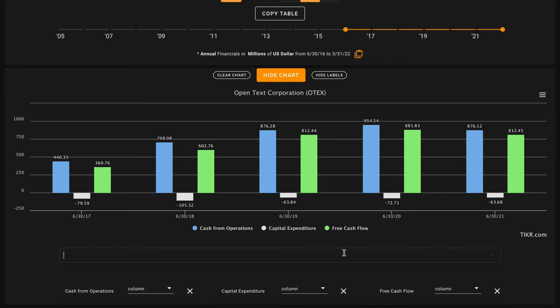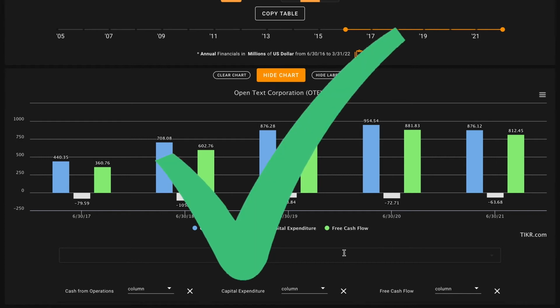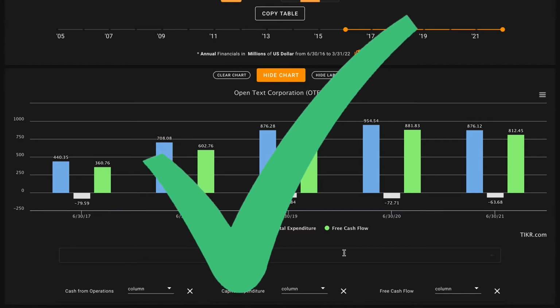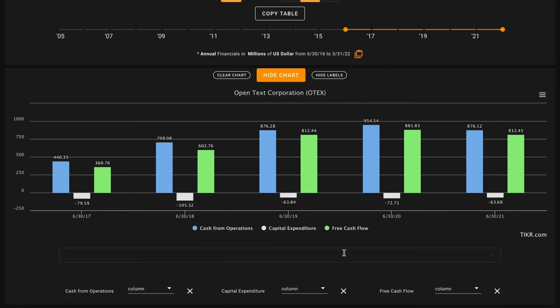So we see that they've grown free cash flows from nearly $361 million in 2017 to nearly $812 million in 2021. So that's a check on pillar number 6. Looking at this free cash flow profile, it looks like they have to spend very little on capital expenditures, and they're still able to generate a lot of cash from operations.